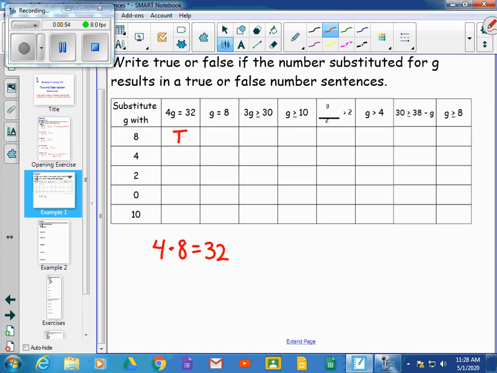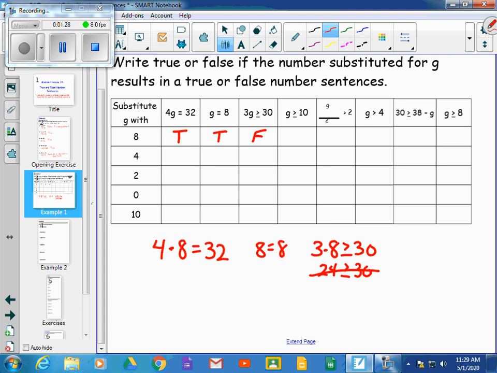If I substitute in the next one 8 for G, I would have 8 equals 8, and that is a true statement. If I substituted 8 in for G on the next statement, I would have G times 8 is greater than or equal to 30. 3 times 8 is equal to 24. 24 is not going to be greater than or equal to 30, so we would say false right there.